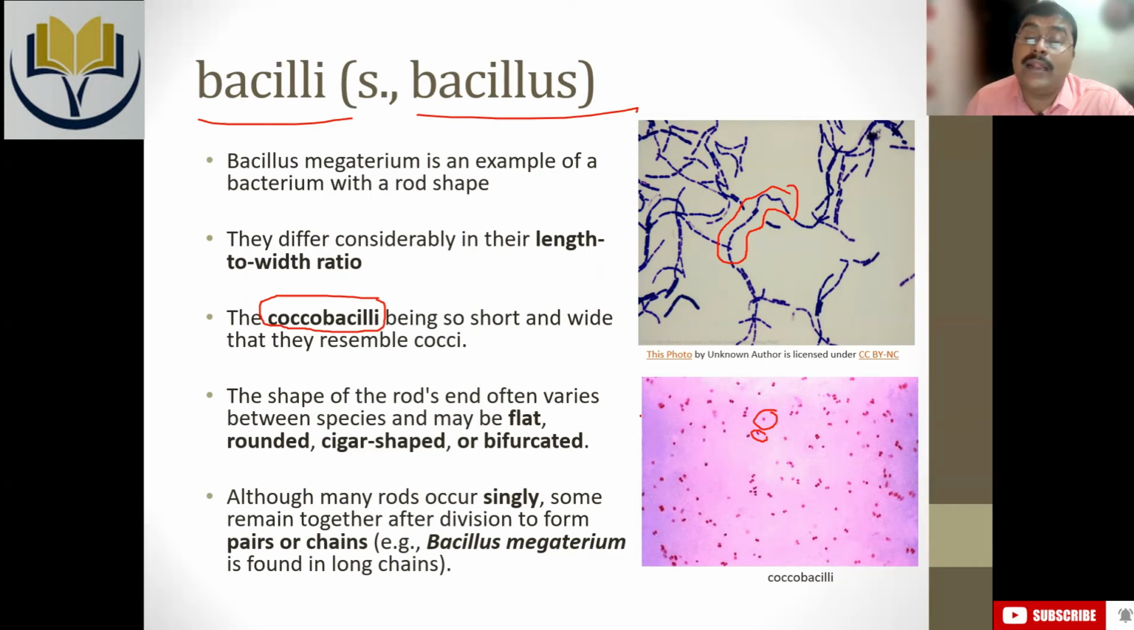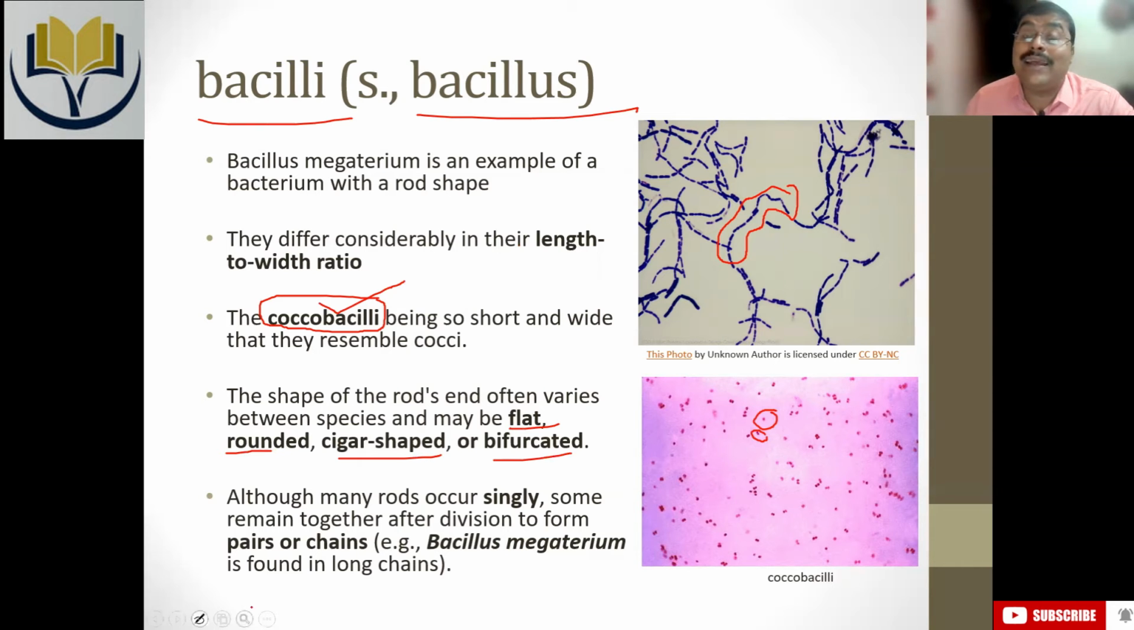On that we can easily see that these bacteria, though they look like cocci at lower magnification, at higher magnification actually look like rod-shaped bacteria. So they are known as Coccobacilli. So there are different kinds of rod-shaped bacteria, like flat rod, rounded rod, cigar-shaped rod, bifurcated rod. So different kinds of rod-shaped bacterial structures are there.